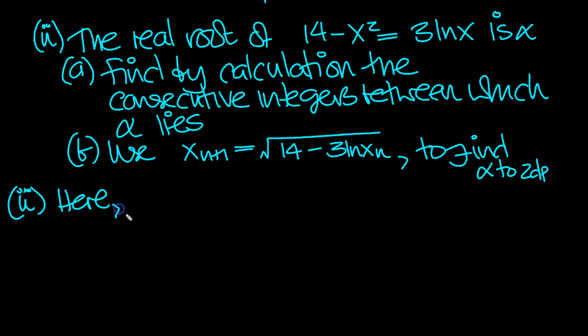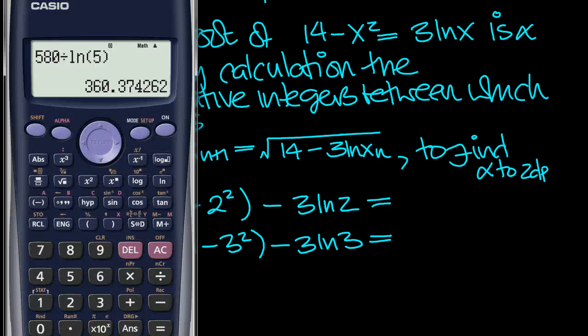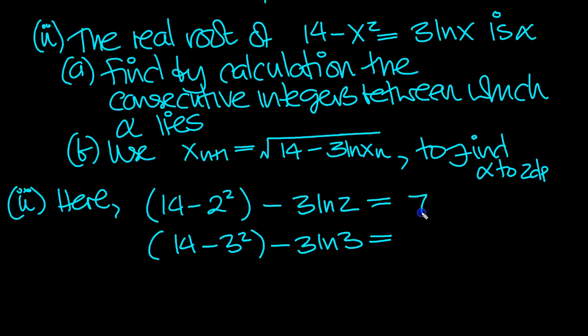So here let's put in the value 2. 14 minus 2 squared minus 3 ln 2. I'm going to do the difference, then 14 minus 3 squared minus 3 ln 3, and we'll see if a change of sign occurs here. So 14 minus 2 squared is 14 minus 4 is 10, minus 3 times ln 2, and it's 7.92.